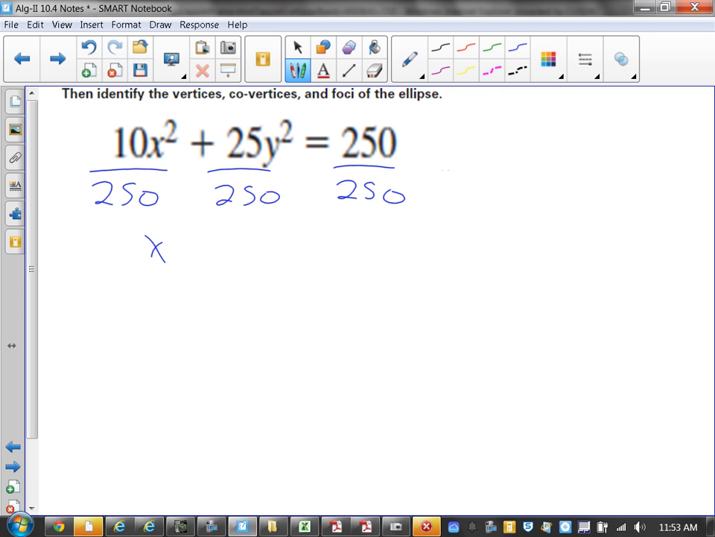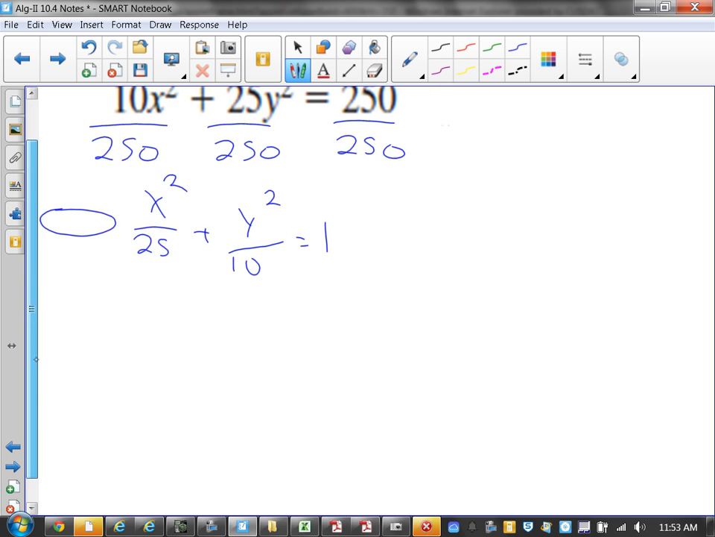So you have x squared over 25 plus y squared over 10 is 1. Good. What way is it stretched then, Michael? Left and right. Stretched left, right. The reason that I know that it's stretched left and right is the larger value is underneath the x squared term. So now I can go ahead and start labeling out parts.